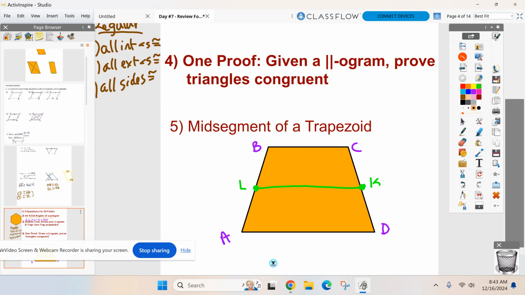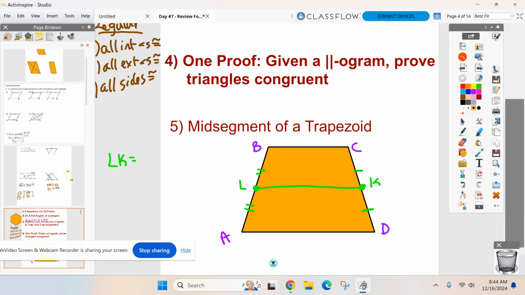First thing, how do you know it's a mid-segment? Because chances are I may not say in the directions tomorrow that LK is a mid-segment. So how do you know it's a mid-segment of a trapezoid? Think about the name, mid-segment. It connects the midpoints of the non-parallel sides. So I may not say LK is a mid-segment, but you may see these markings tomorrow. That tells you L is a midpoint, K is a midpoint, and if I connect them, this is a mid-segment.